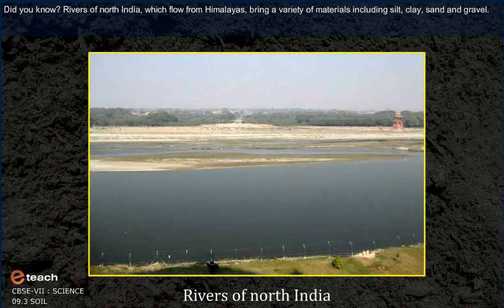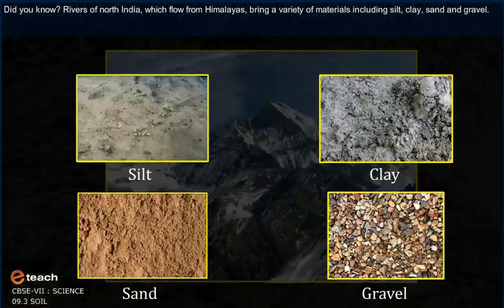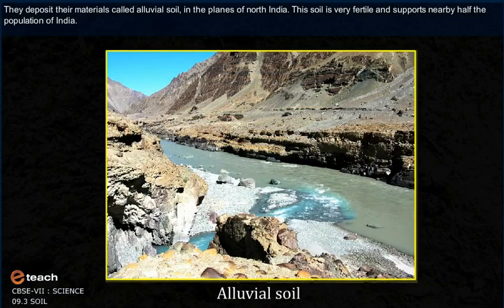Did you know? Rivers of North India, which flow from the Himalayas, bring a variety of materials including silt, clay, sand and gravel. They deposit their materials called alluvial soil in the plains of North India. This soil is very fertile and supports nearly half the population of India.